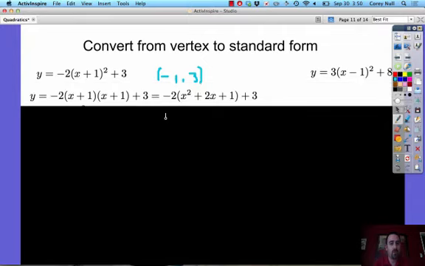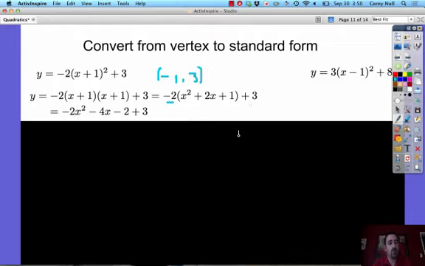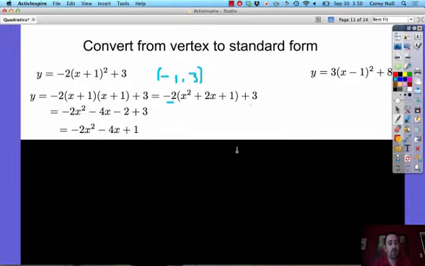So here's what we do. First things first, we FOIL out this binomial. So I'm going to get negative 2 times (x plus 1)(x plus 1), plus 3 on the outside. Don't forget about that. (x plus 1) squared is x squared plus 2x plus 1. That's still times a negative 2, plus 3. Lo and behold, we get negative 2x squared minus 4x minus 2 plus 3, which is negative 2x squared minus 4x plus 1.